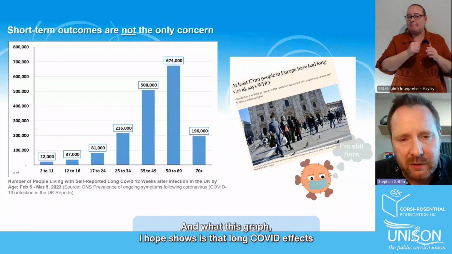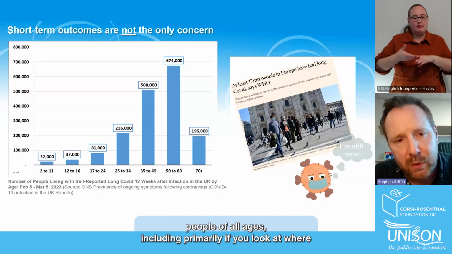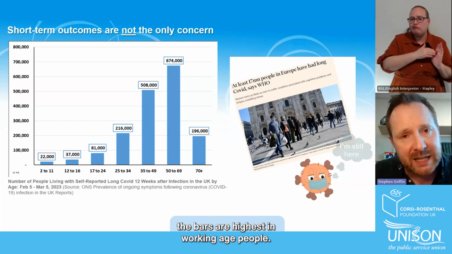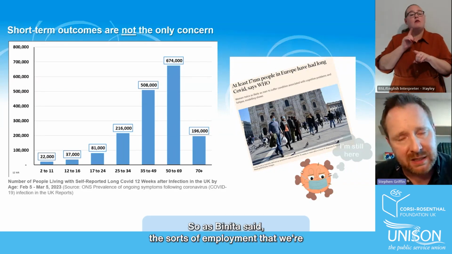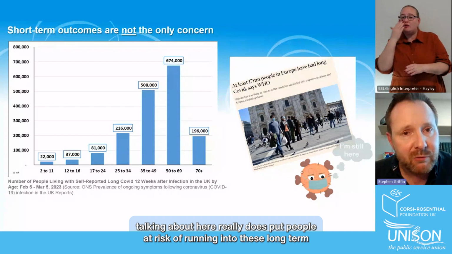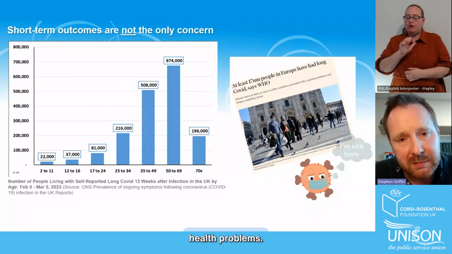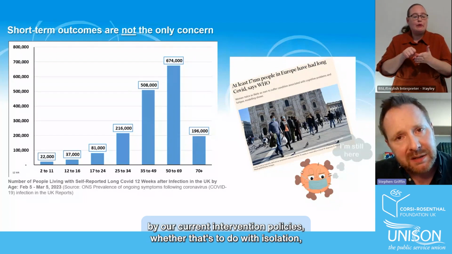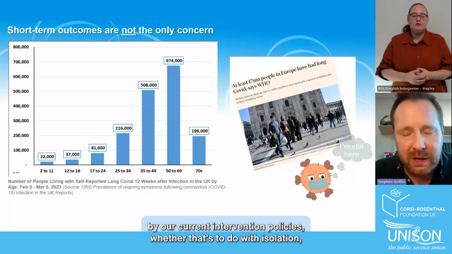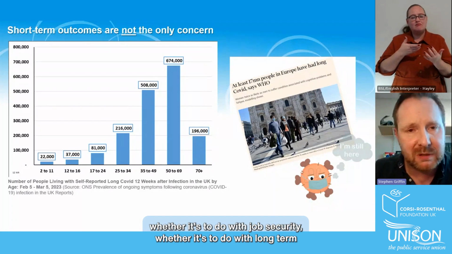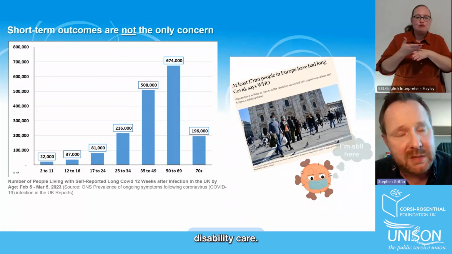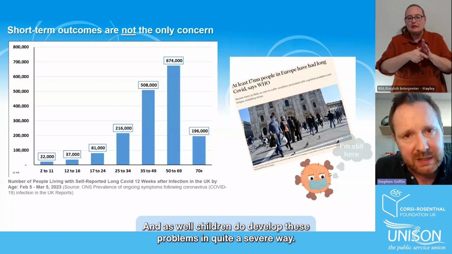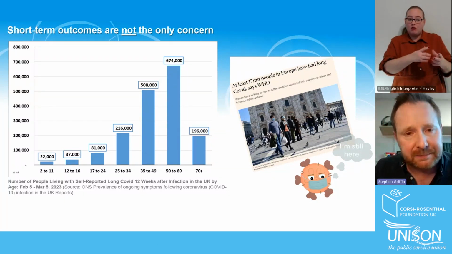And what this graph, I hope, shows is that long COVID affects people of all ages, including primarily, if you look at where the bars are highest, in working age people. So as Benita said, the sorts of employment that we're talking about here really does put people at risk of running into these long-term health problems. And again, it's not something that's being mitigated by our current intervention policies, whether that's to do with isolation, job security, or long-term disability care. And as well, children do develop these problems in quite a severe way.